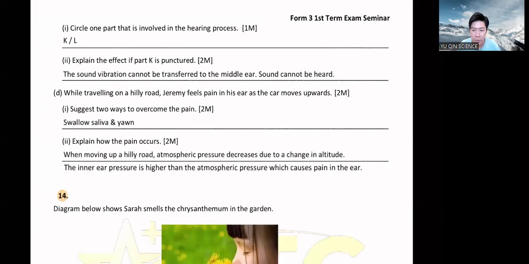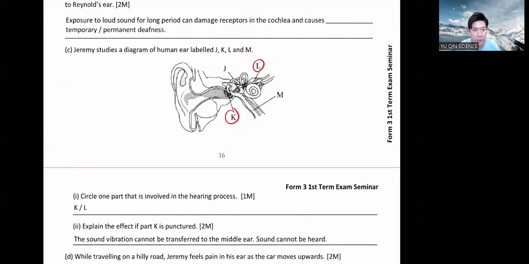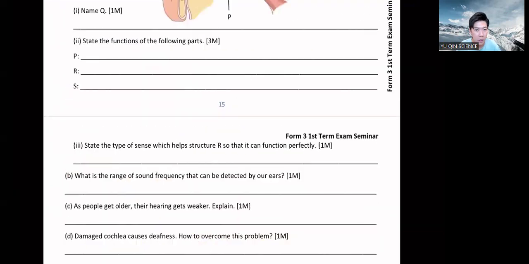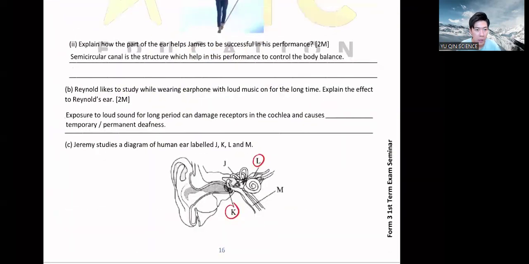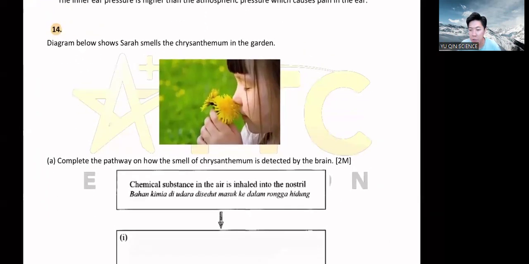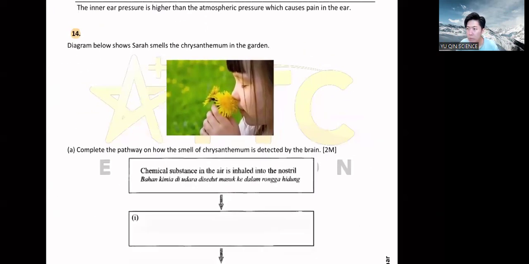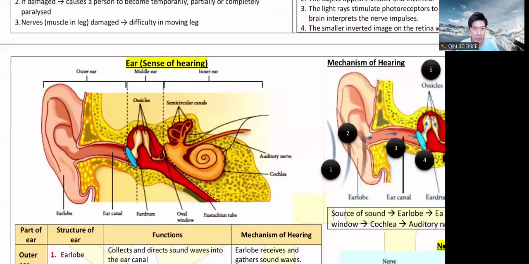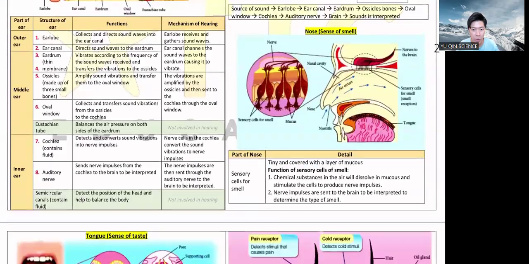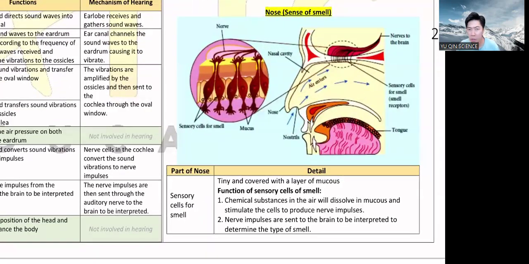Okay, shall we do question 14? So done with ears. Then we go for the nose also. Question 14. So about nose, it's very straightforward, basically. Not much labeling about nose. You need to know nasal cavity, as in the whole thing is called nasal cavity. You need to know the receptors. The receptors are above to pick up the chemicals in the air.